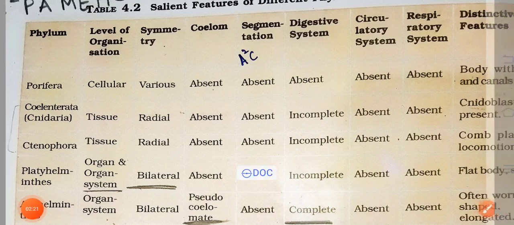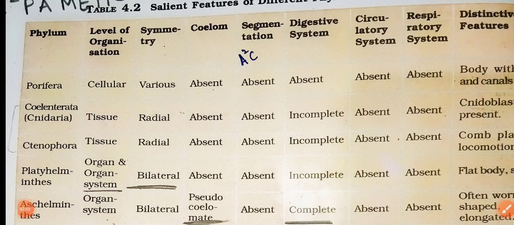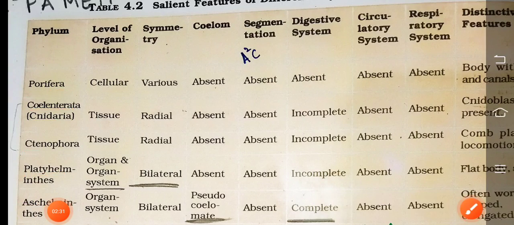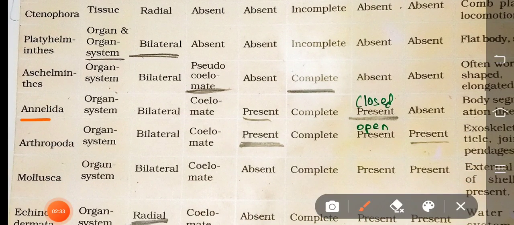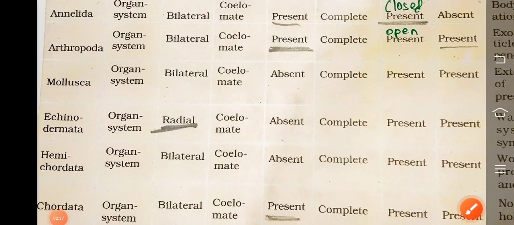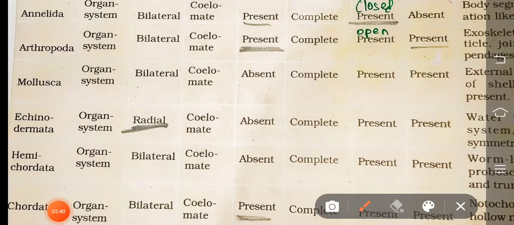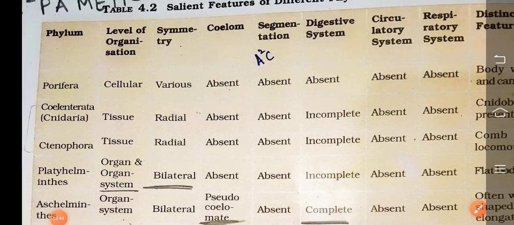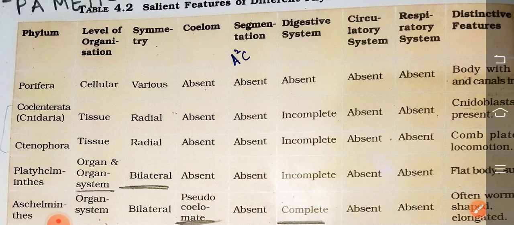Let me repeat it once more. Porifera, Coelenterata or Cnidaria, Ctenophora, Platyhelminthes, Aschelminthes, Annelida, Arthropoda, Mollusca, Echinodermata, Hemichordata, Chordata. Okay. So simple formula of PC square PA cube mehek. Now let's see these things.